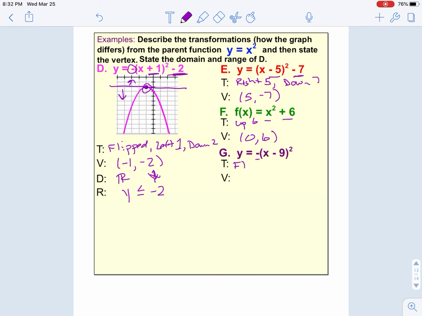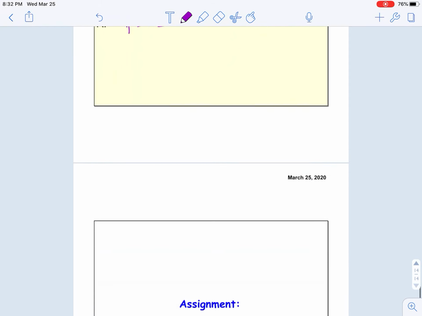Ooh, here we go. I'm going to flip. So my first transformation that I notice is going to be flipped. Then my second, I'm inside the parentheses, so that's my left or right. Opposite of what I would think. Well, negative numbers are usually left, so this must be going right. And it's going to go right 9. So my vertex, I'm going to move right 9, but I'm not going up or down, so that'll stay 0.